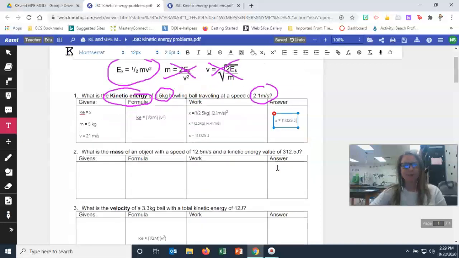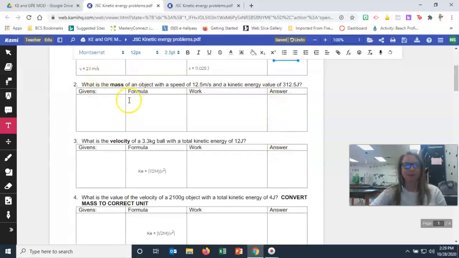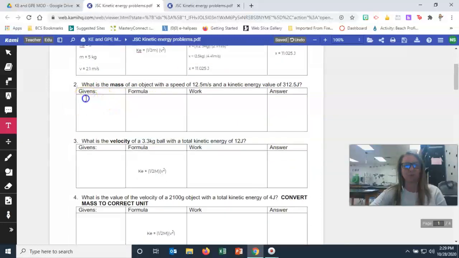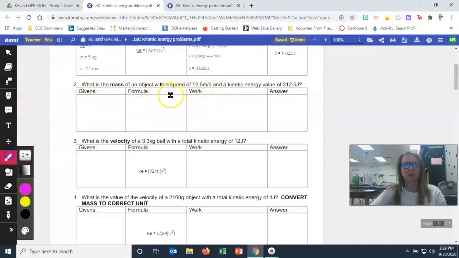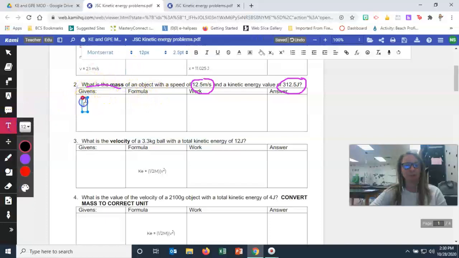Let's do another one. Let's jump down here. This is a good one because we have to manipulate just a little bit. So the question that is our task to solve is, what is the mass of an object with a speed of 12.5 meters per second with the kinetic energy of 312.5 joules? So we're solving for m this time. See, that's why I don't use the drawing very well. Nothing is straight.